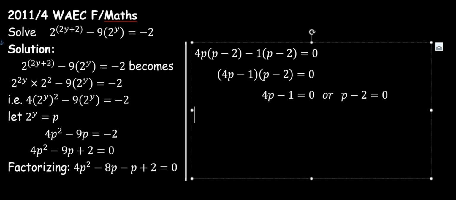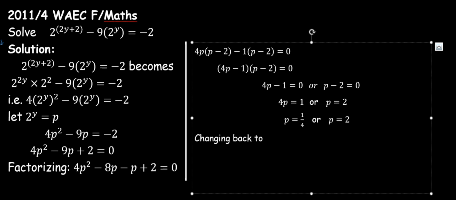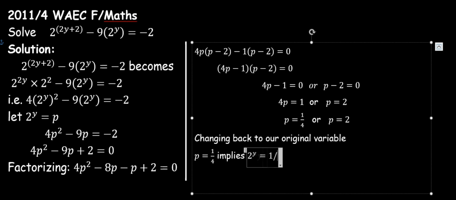And that is to say 4p is equal to 1, or p is equal to 2. And that will give us p equals 1 over 4, or p is equal to 2. Changing back to our original variables, we have p equals 1 over 4 implies 2 raised to power y is equal to 1 over 4, or p equals 2 implies 2 raised to power y is equal to 2.